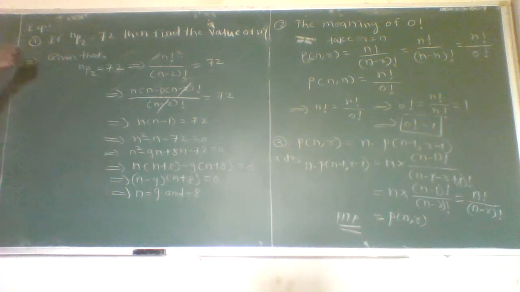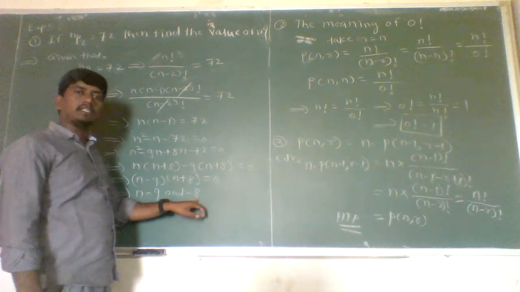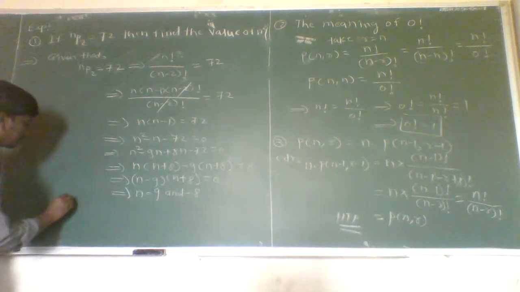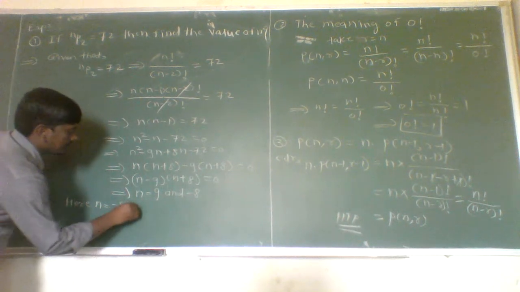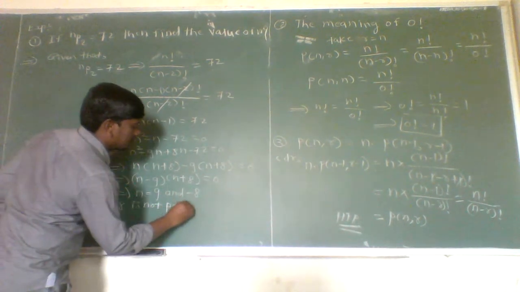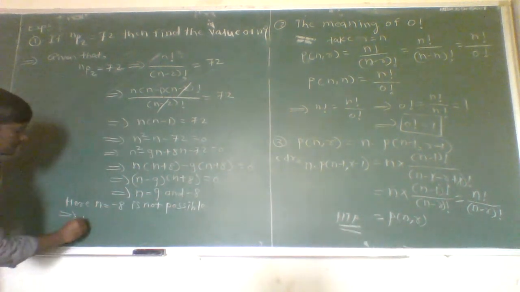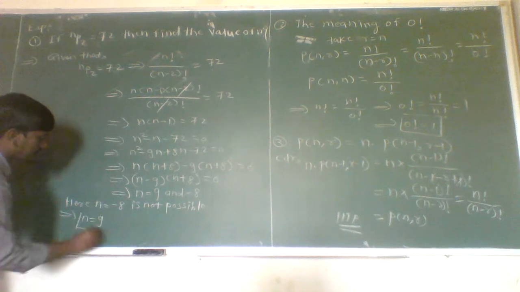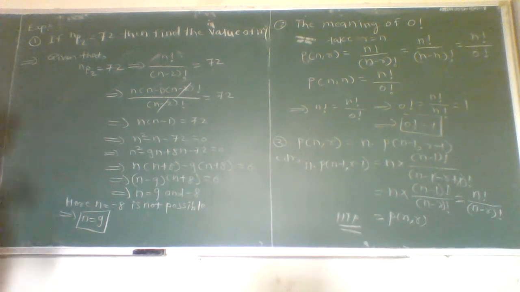But in permutation, n is a positive integer. As n is a positive integer, n equal to minus 8 is not possible. So n must be equal to 9. Okay. Now next one.